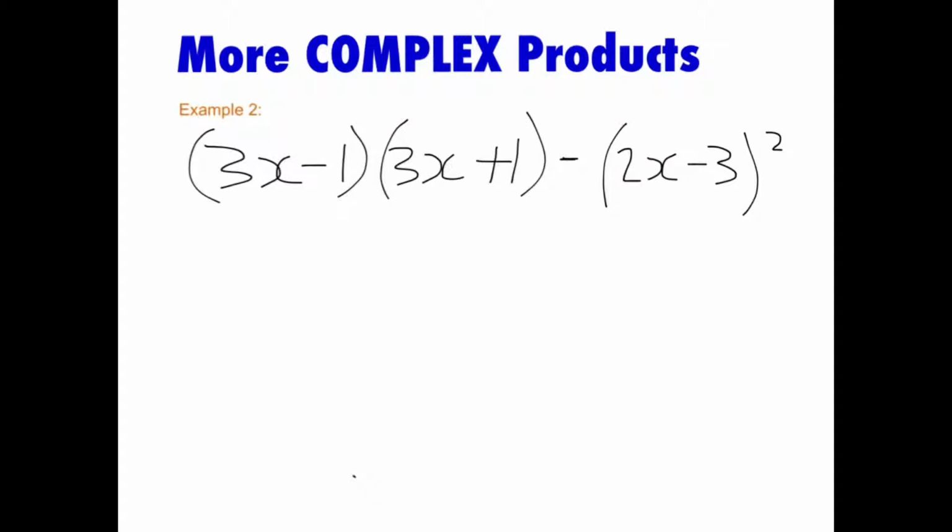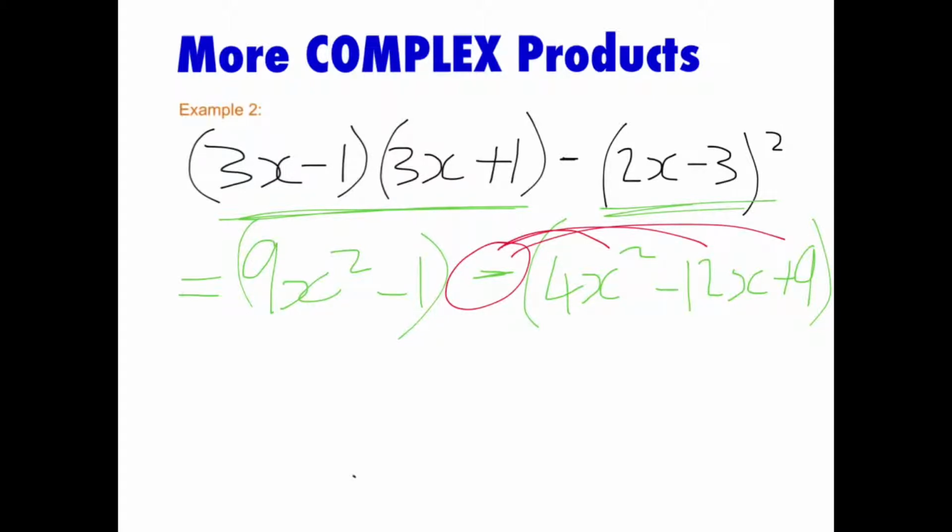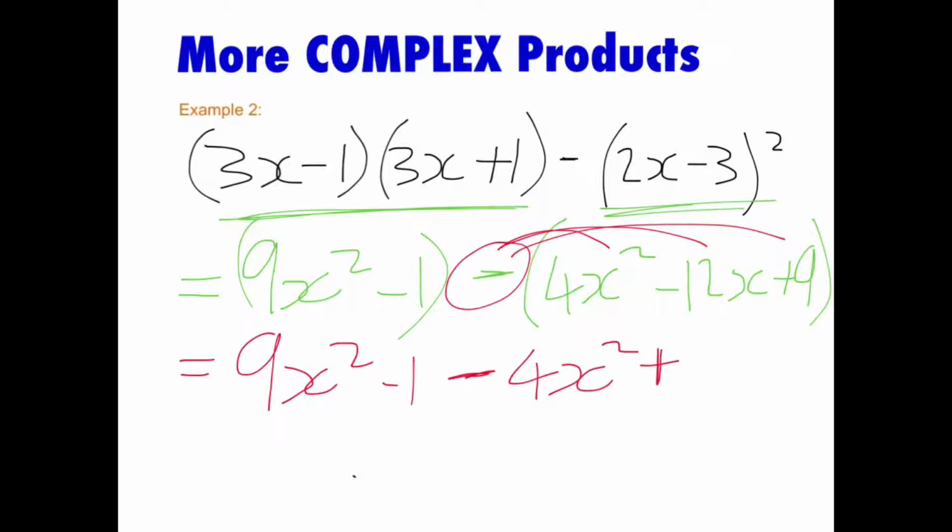And here's our last example where we have a differences of squared and squaring a binomial. So our answer for the differences of squared will be 9x squared minus 1 minus our binomial squared, which will be 4x squared minus 12x plus 9. Now we take our minus and times it into the bracket, which will change all the signs and give us 9x squared minus 1 minus 4x squared plus 12x and minus 9.